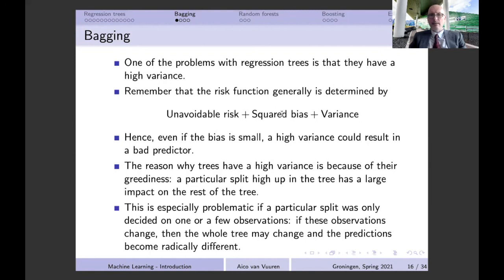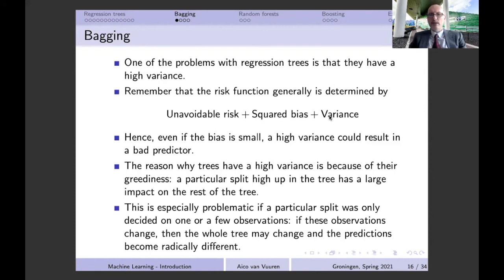What I said at that time is that the higher the bias is with respect to a particular predictor, the higher the theoretical risk is going to be. So, by definition, we're going to get a less good predictor. The same is true for the variance: the higher the variance is, the worse our predictor is going to be. So generally what we would like to have is a low squared bias and a low variance.